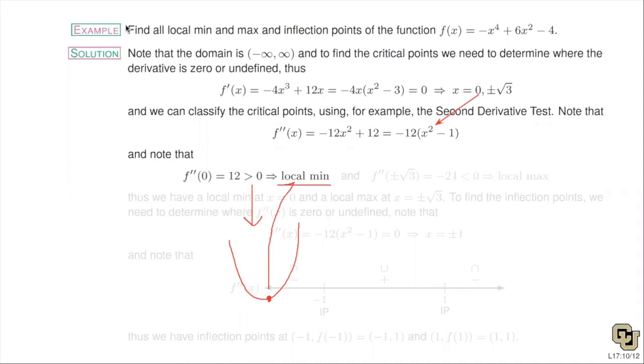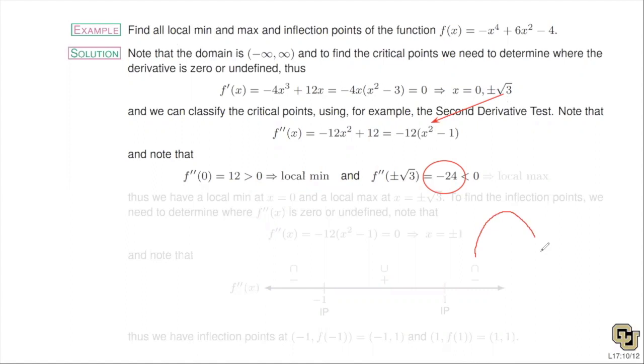And for the other critical points, plus or minus root 3, I plug them into the second derivative here. I did them both at the same time because you get the same answer. If you take plus or minus root 3 and square it, it becomes 3. 3 minus 1 is 2 times 12 is negative 24, because I have a negative 12 outside. Negative 12 times 2 is negative 24. So it's negative, so that means it's concave down. If it's concave down, our point's right here at the top. So we have a local max.